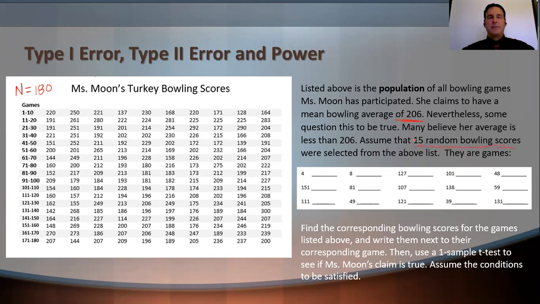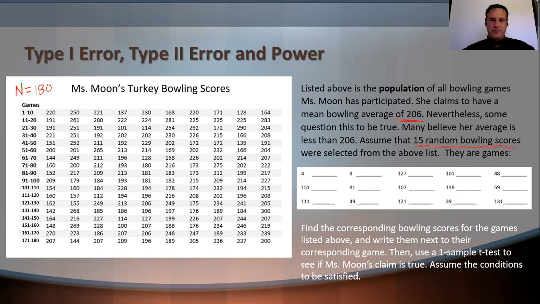There is some suspicion that maybe she just wants to be on my team, and she is giving an exaggerated high score so that she could be on my team. I don't know if her average is really 206. I think it's actually going to be a little bit less.